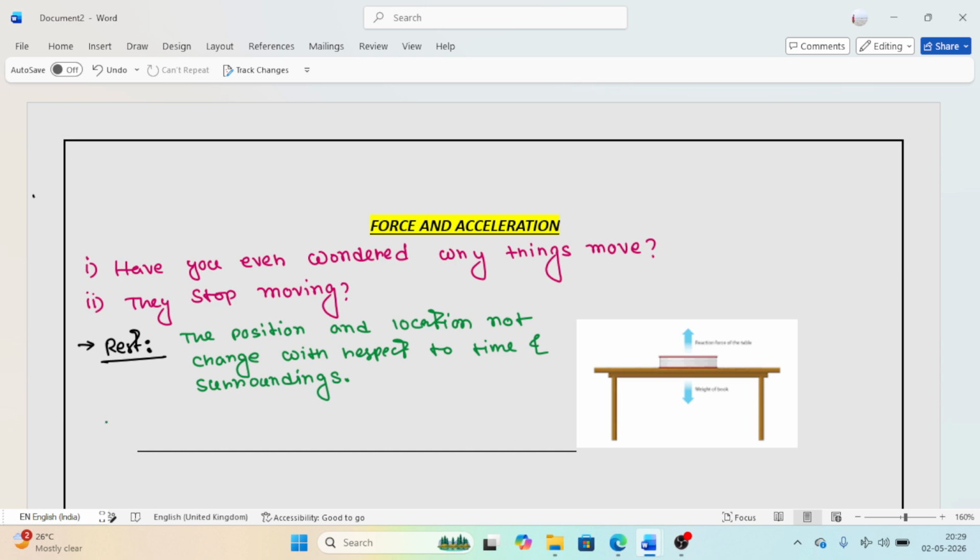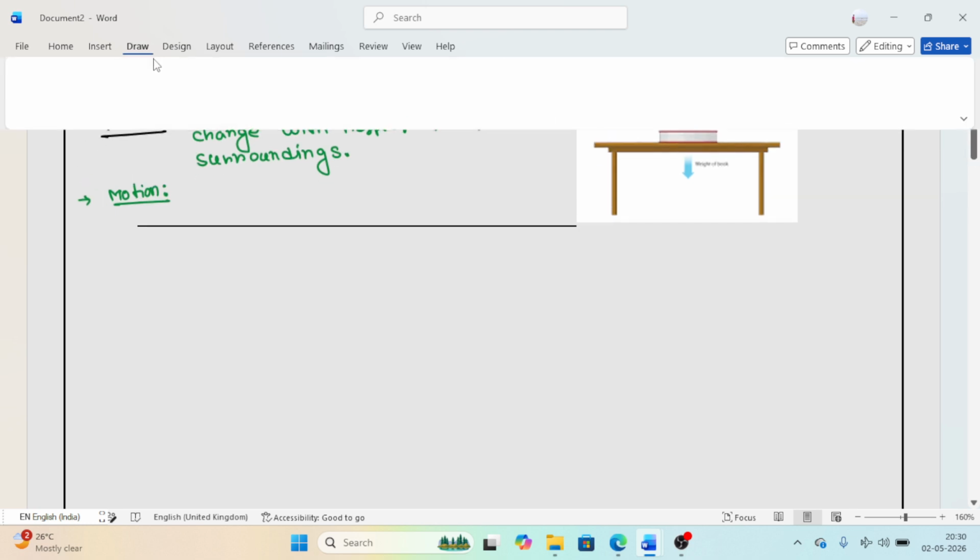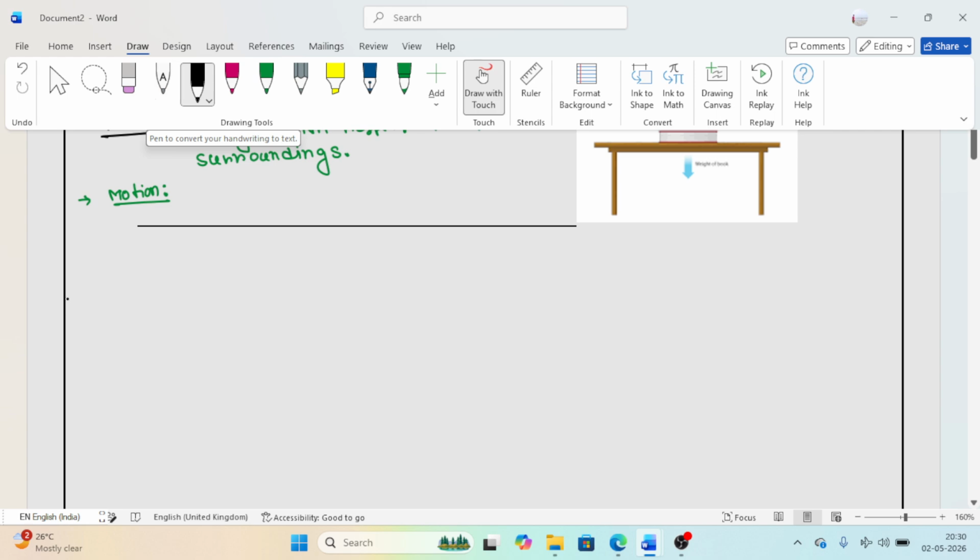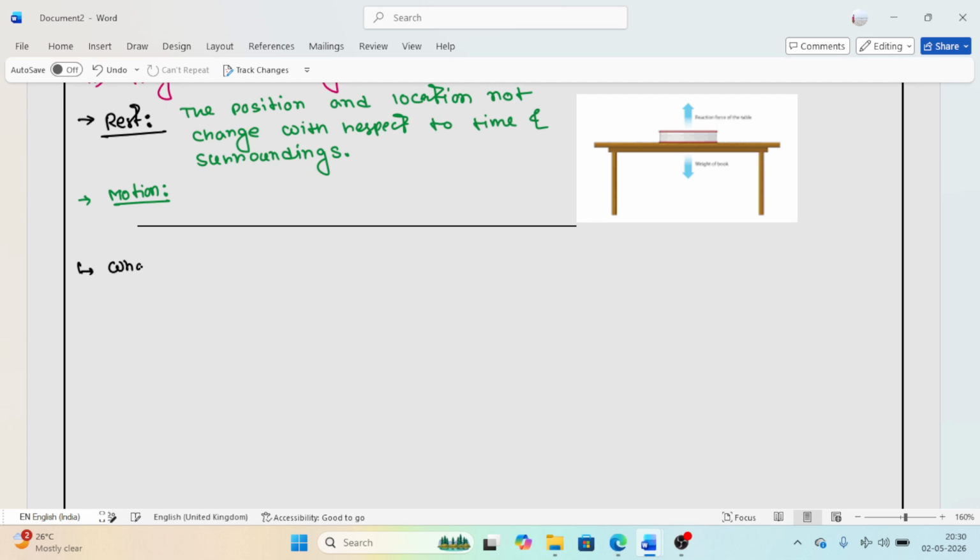And when you say motion, you know the position and location will be changed. Motion, right? So that also you understood from this definition. Okay, motion means acceleration. But my question is, what if it starts moving? Think of it like this: a car speeds up at a green light, right? So that time you can say the object is in motion or acceleration.